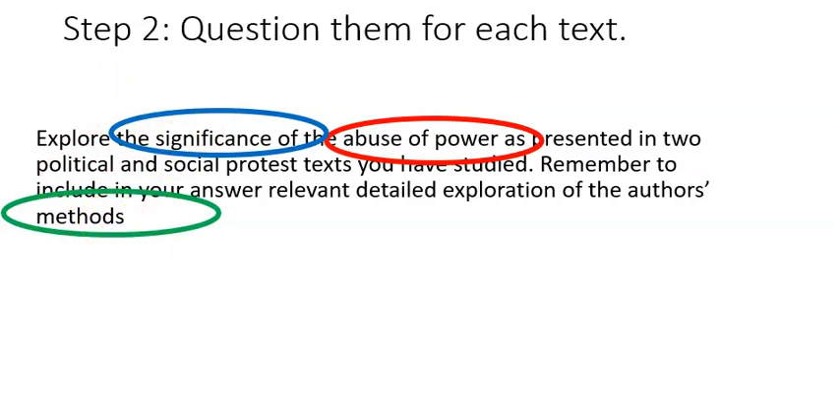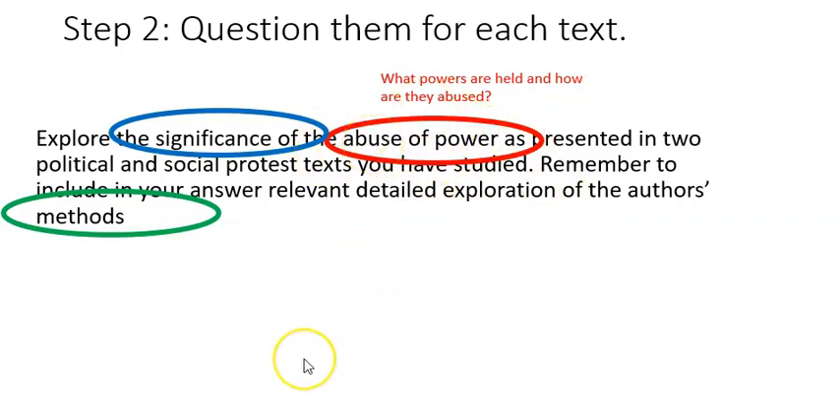You then need to question those keywords or terms for each text that you've decided to focus on. So what I'd suggest you do now again is pause the video and just think about what kind of questions you'd need to ask about abuse of power within the text, where is it, significance, and the methods that the writers use. So first of all, you need to ask what powers are held and how are they abused. This question did flummox some students because they just focused on power. If you do that, you're not answering the full question. It's about the abuse of power.